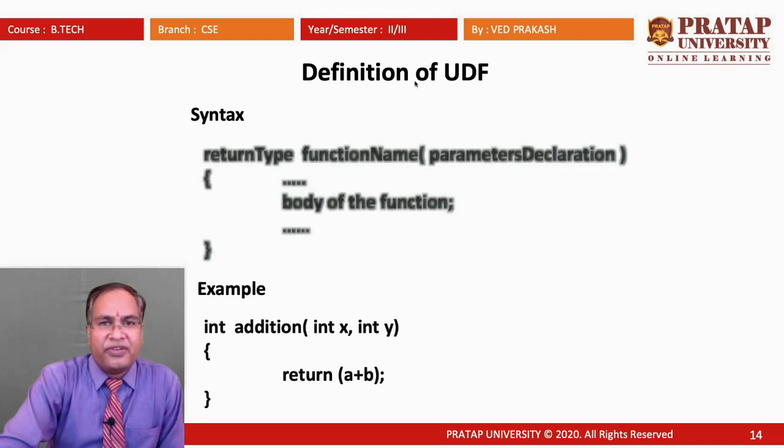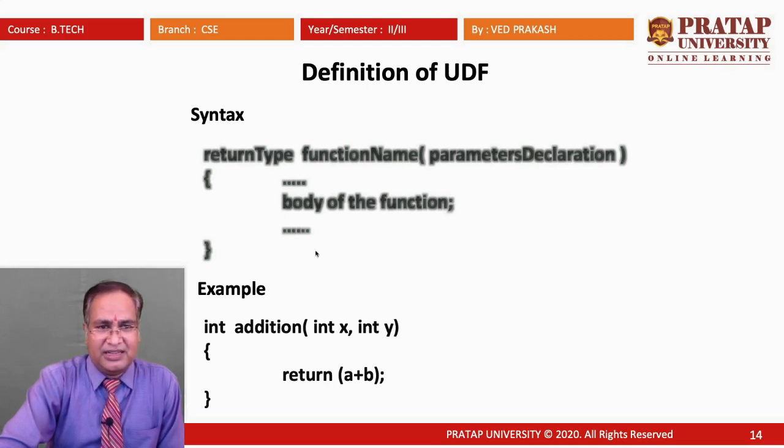Now, definition of user-defined function. When we make a definition of a user-defined function, we generally use a given syntax. First, I have to define the return type, function name, parameter list, and then the body of the function, or block of the code of the function. So we can also say that a user-defined function definition involves two things: first, the header of the function, and second, the body of the function.